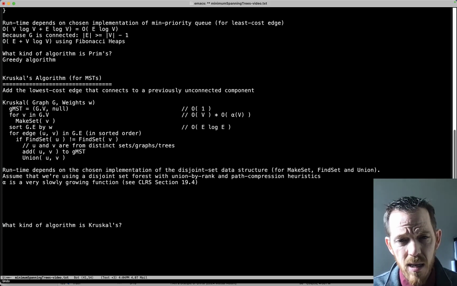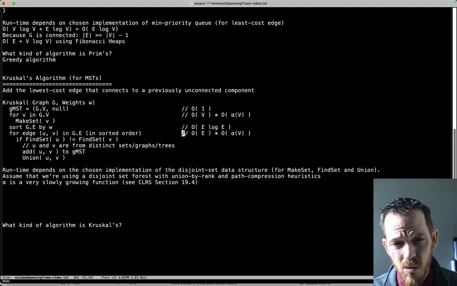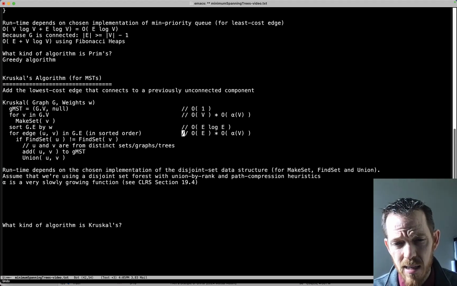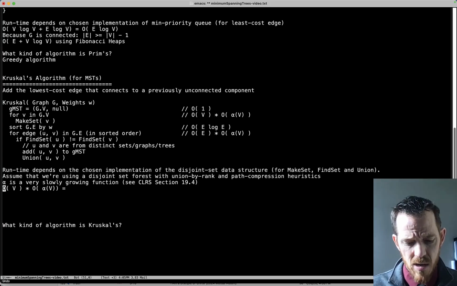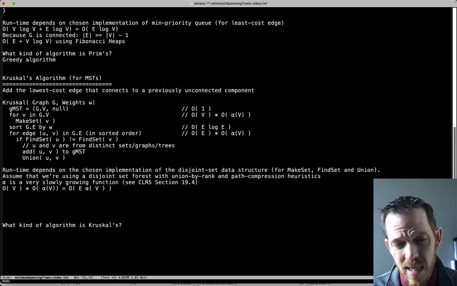So then sorting, using comparison-based sorting, is going to be E times log E. And then we're going to go through each edge, and so that's on order E. And the operations in that for loop, the find set and the unions, are all going to take alpha of V. And so there we go as the runtime. Now let's talk about this more. So we have order V plus order E times alpha of V, and we can simplify that further to be order E times alpha of V.